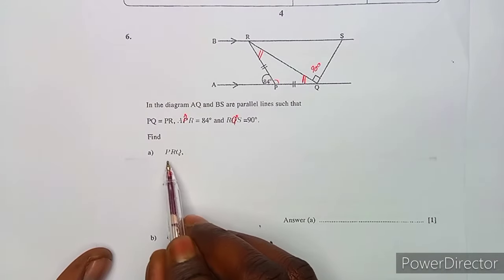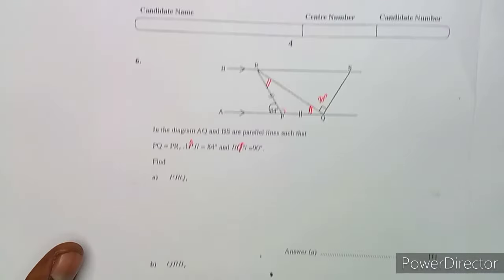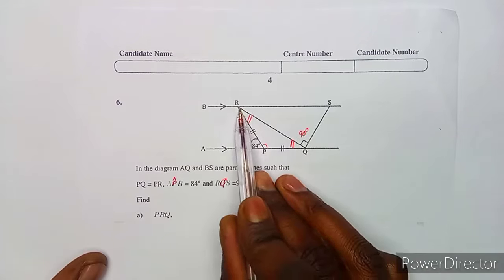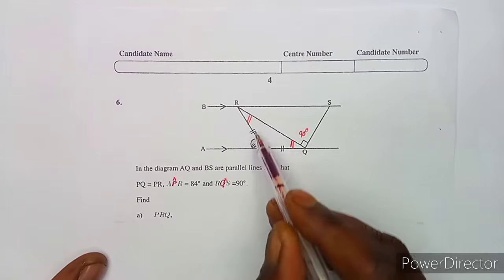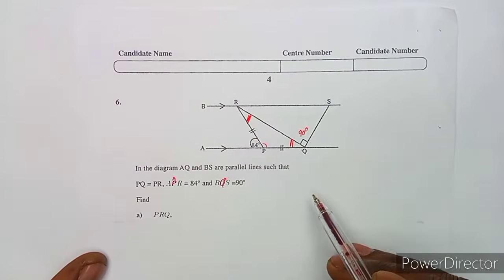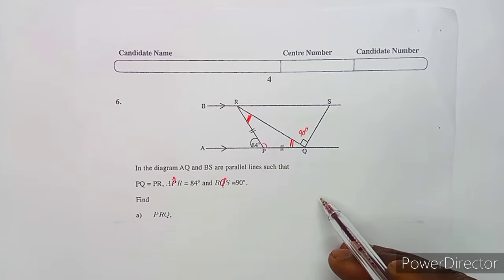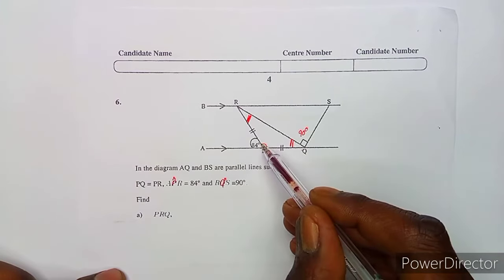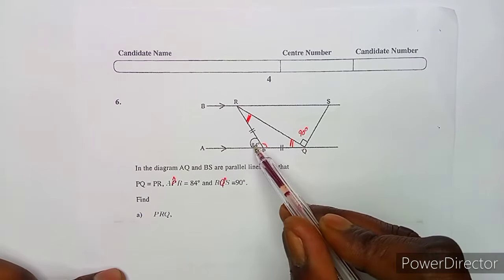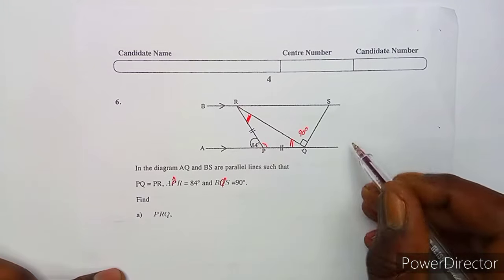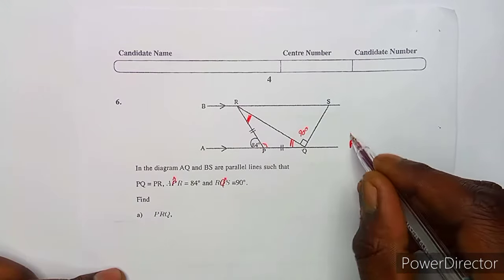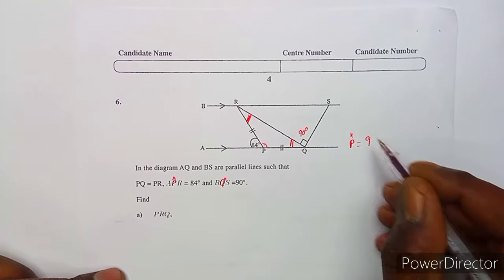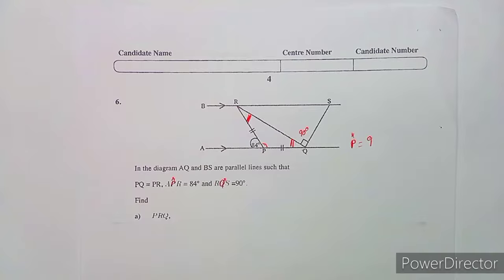Okay, so the first question is to calculate angle PRQ. That is our first question, PRQ, this angle here. There are so many ways to find this angle PRQ. We can actually find this angle at P, so that we can subtract that from 180. It's another way, 180 minus 84, which is going to give us 96. So the angle at P is going to be 96 degrees if you subtract properly.